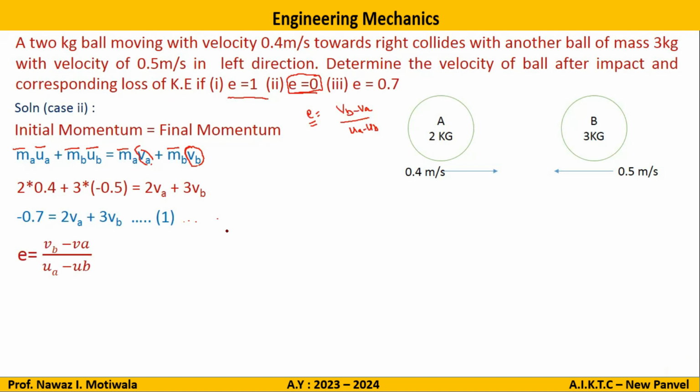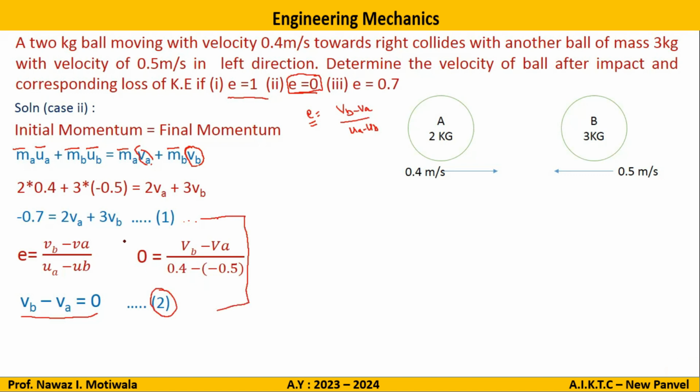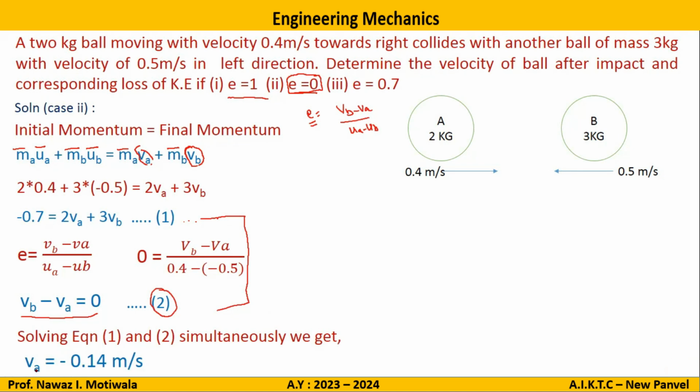Again, writing the formula for coefficient of restitution and substituting the values, I will get the equation v_B minus v_A is equal to 0. Let this be equation number 2. Now if you observe equations 1 and 2, again there are two unknowns and two equations. Solving simultaneously, I will get the answer for v_A as minus 0.14 meter per second and for v_B as minus 0.14 meter per second. Both the answers are the same.